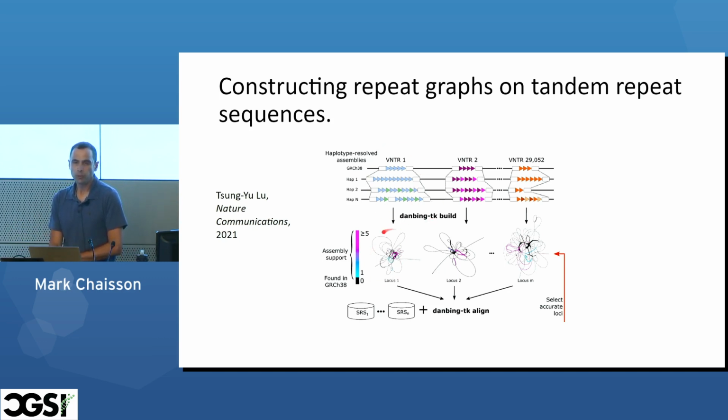And so we have an approach that builds what we call a repeat graph. It's a fancy name for a De Bruijn graph on tandem repeat sequences. And we have different ways of querying this type of graph for essentially analyzing variation in these highly variable parts of DNA called variable number tandem repeats.